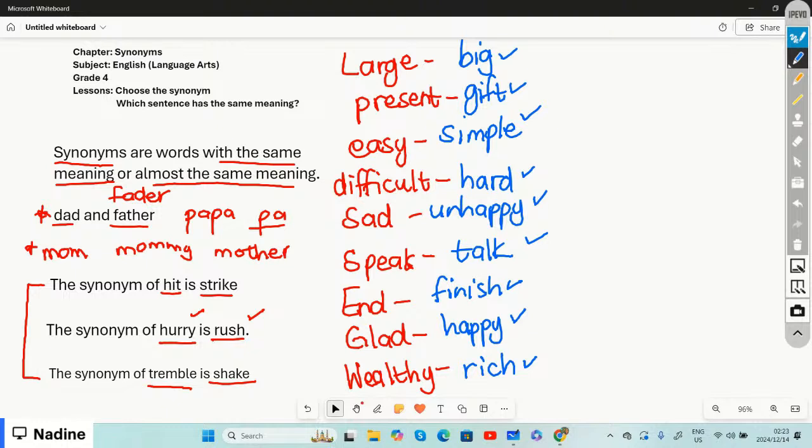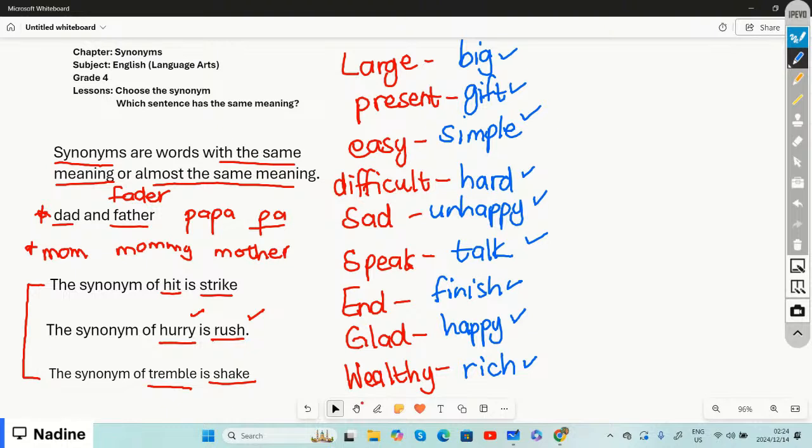These are words with the same meaning or almost the same meaning, meaning that you can use either one of these words to describe something or to say something about it. They are different words, but the meanings are either the same or almost the same, right? So let's say if you are feeling sad, you can say, I'm unhappy today. Or instead of saying, I'm unhappy, you can say, I'm sad.